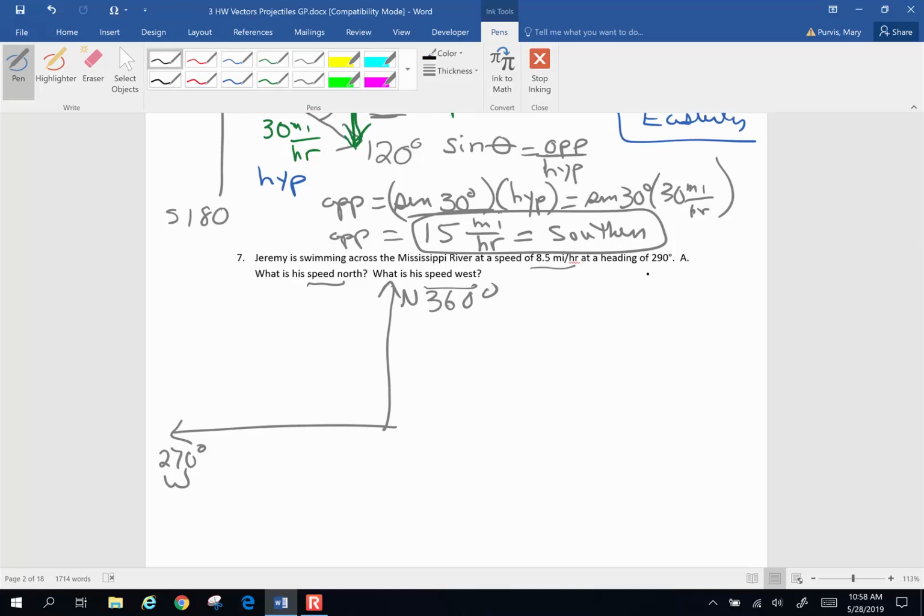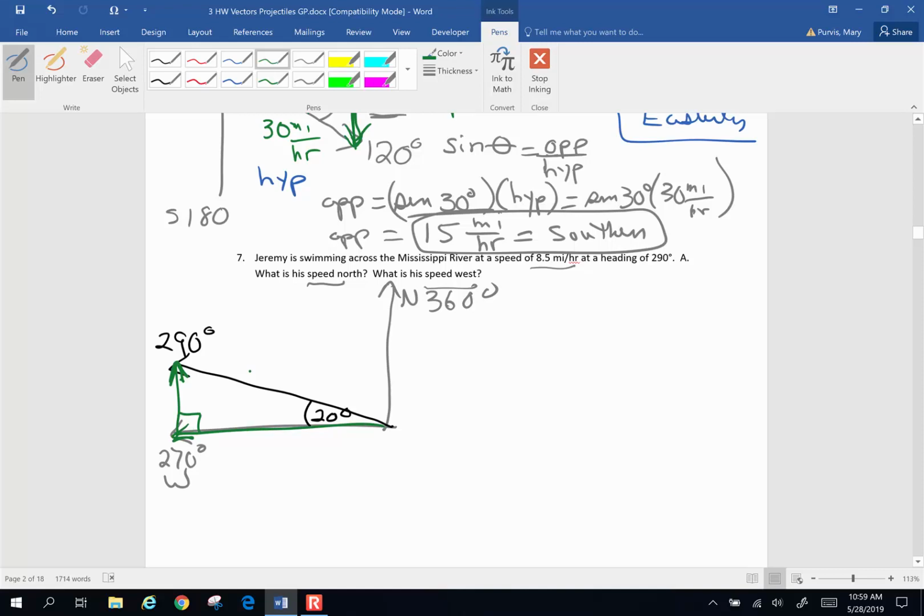This fellow is swimming at 290. 290 is going to be sort of like this, 290 degrees. That means this angle right here is a little 20-degree angle, and I want to know what is his component north going to be and what is his component west going to be. And here's my right triangle.